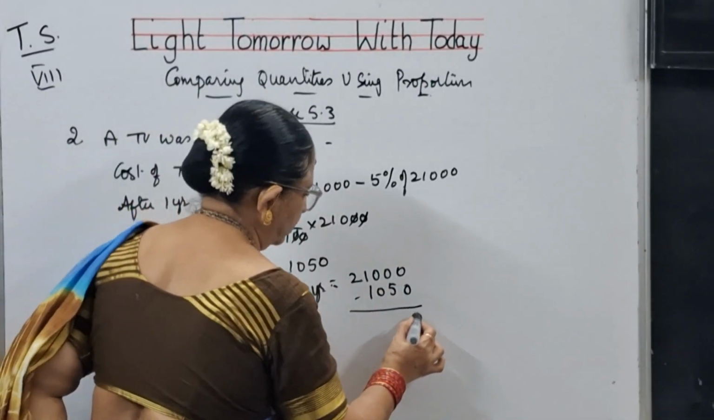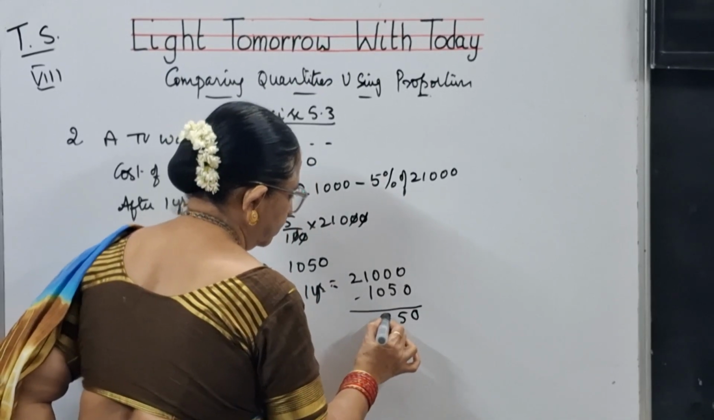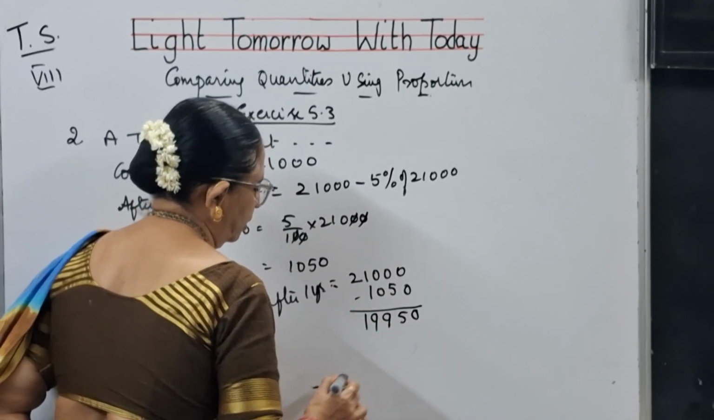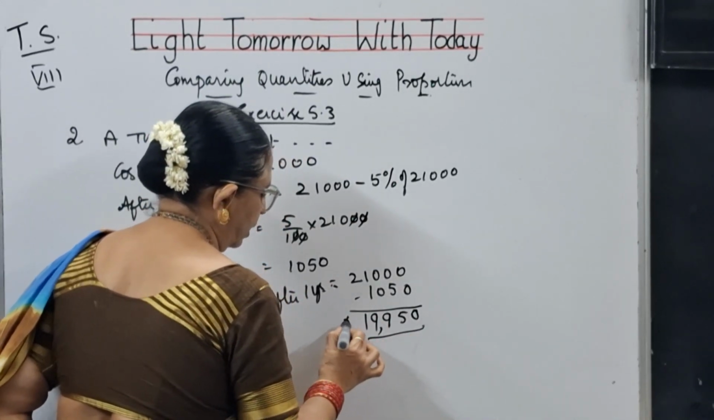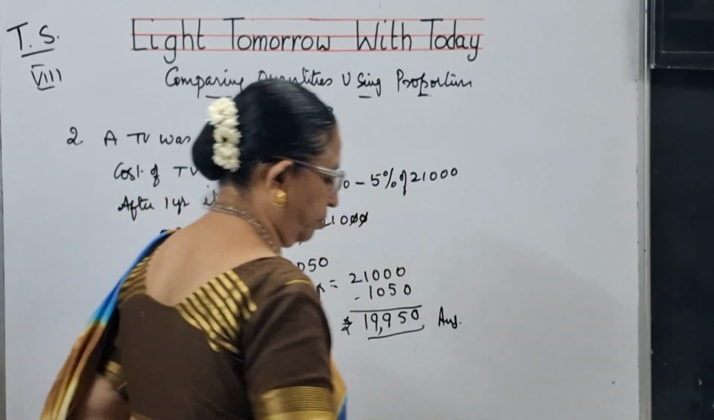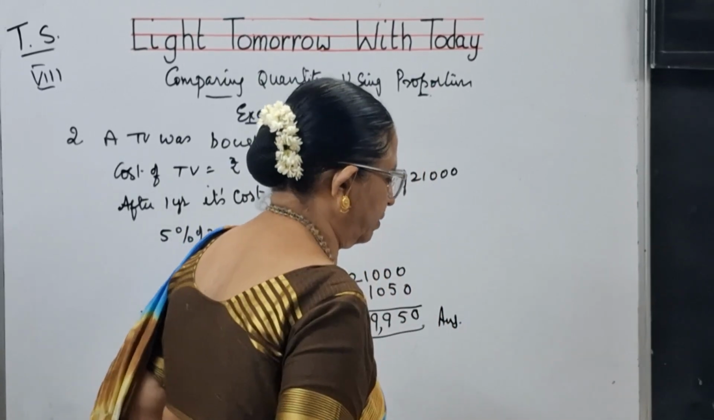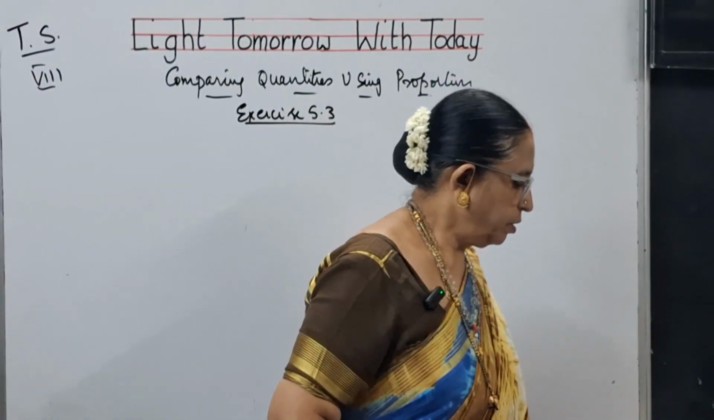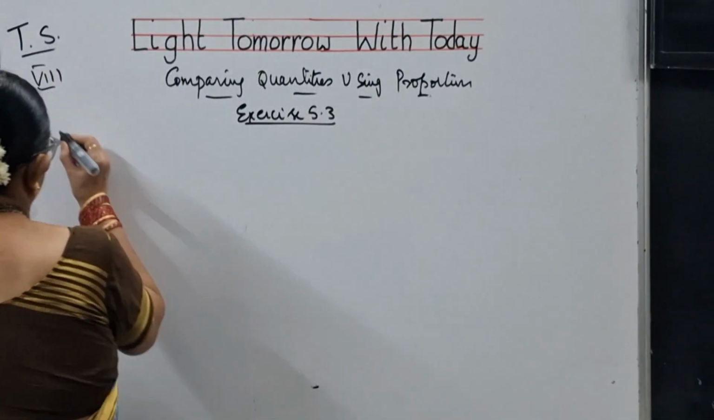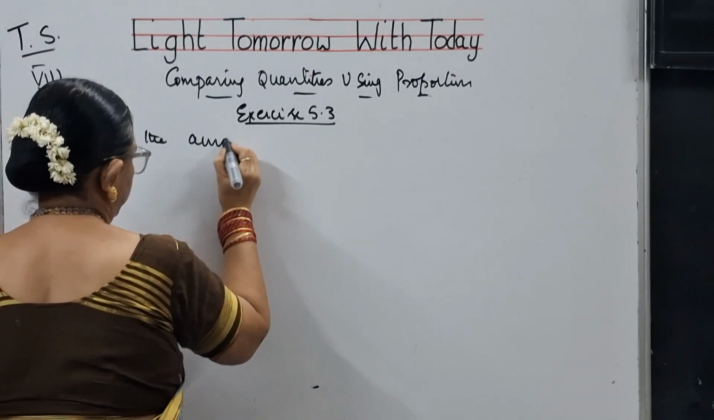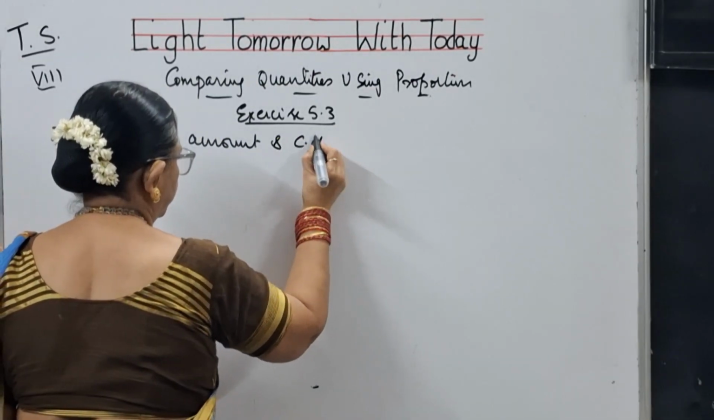21,000 minus 1050. 0 here, 5 here, 9 here, and again 10 minus 1, 9 here, 1 here. So 19,950 is the answer, children. Please note it down. This is the second sum. Third problem, children. Find the amount and compound interest.